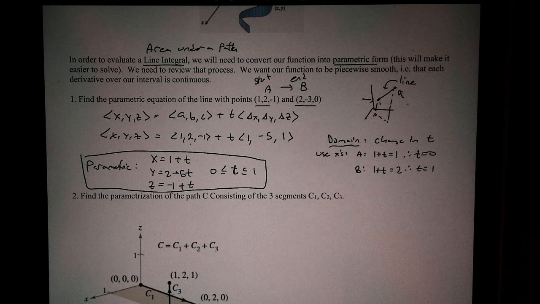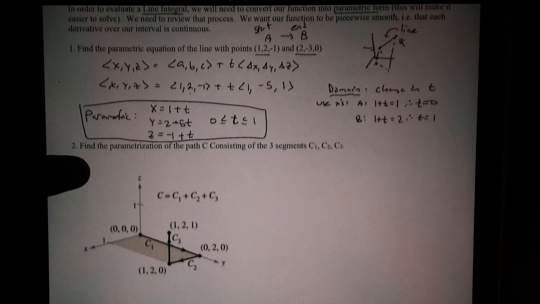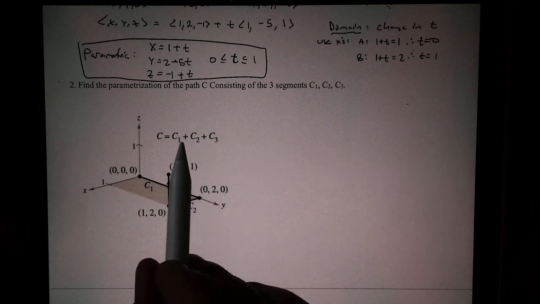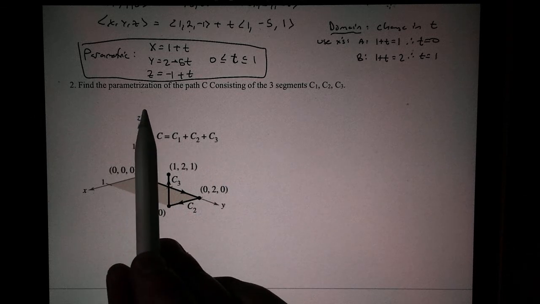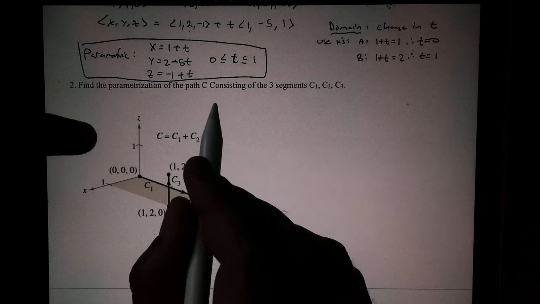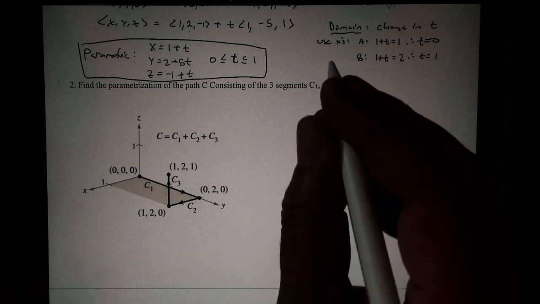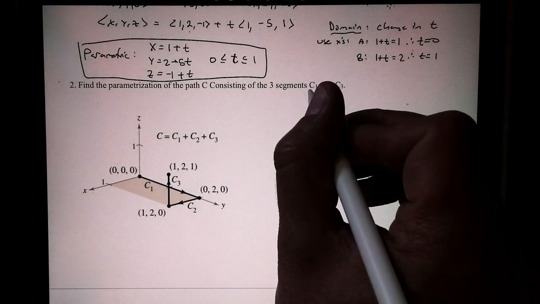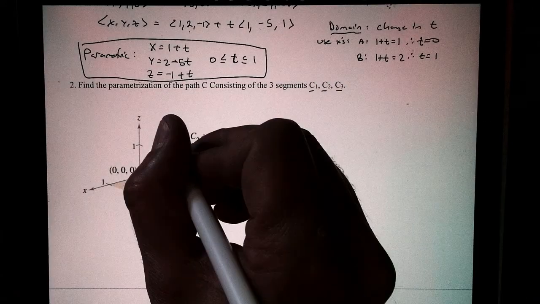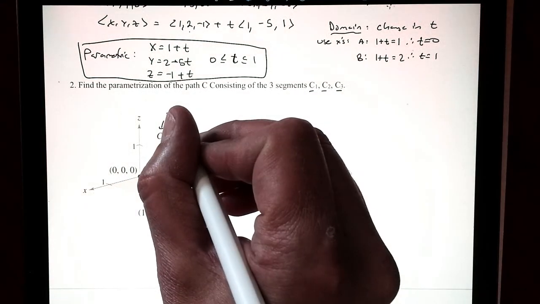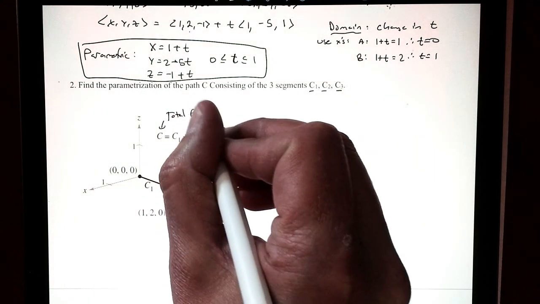And we can do this for all sorts of paths. Let's go ahead and find the parametric equations of the following path C. Now C consists of 3 line segments, C1, C2, C3. So C, this is going to be our total path right here.